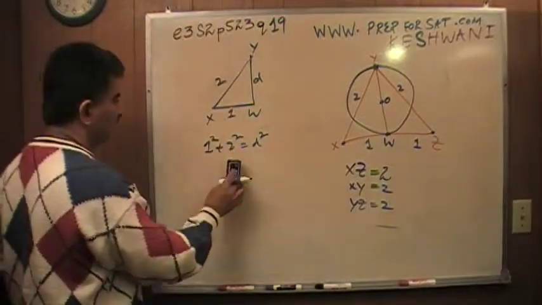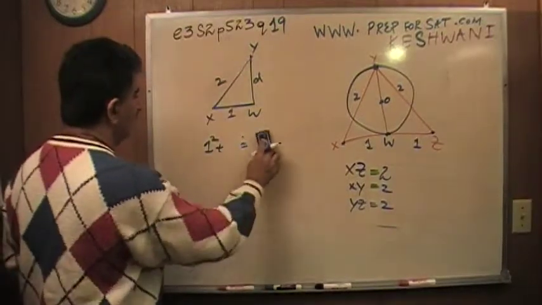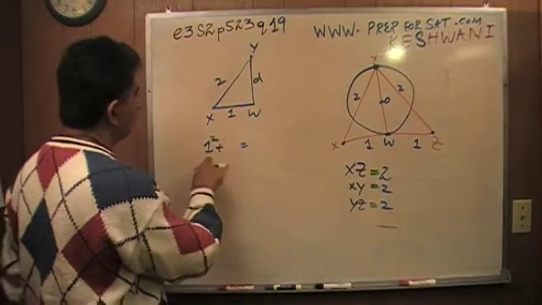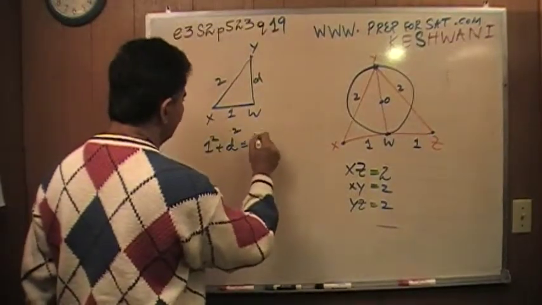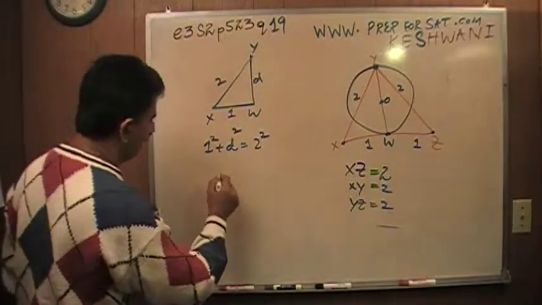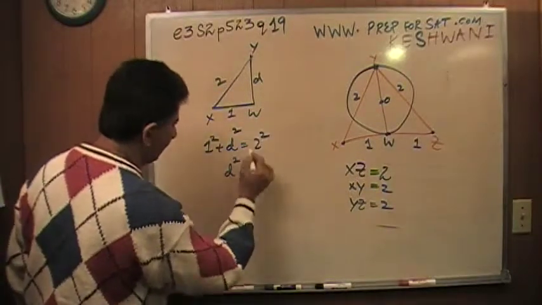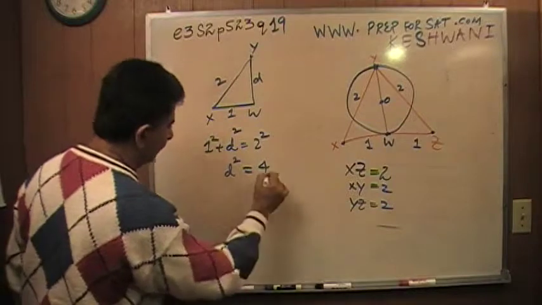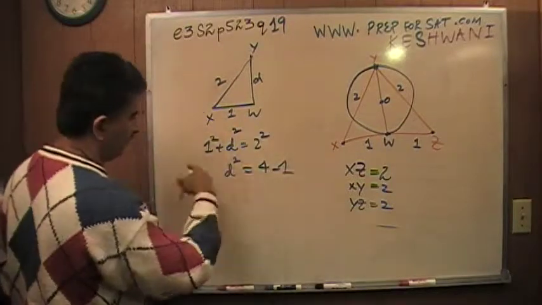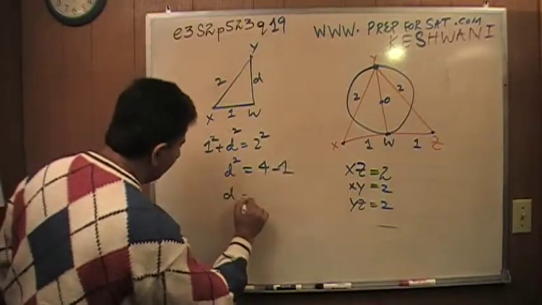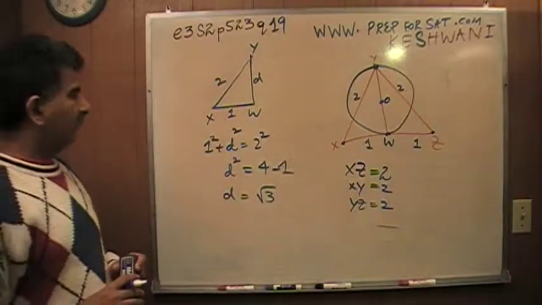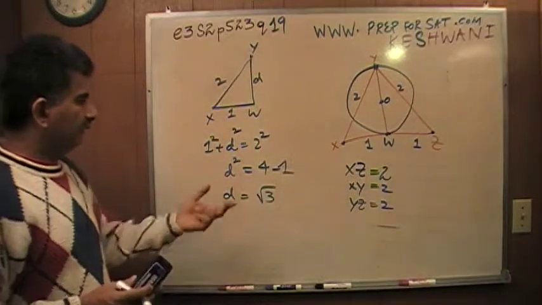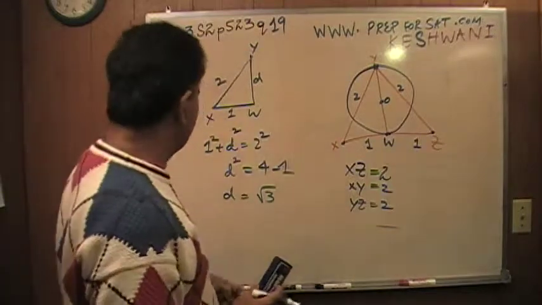This is my hypotenuse. 1 squared, which is this part, plus d squared equals 2 squared, which is the hypotenuse. Let's solve for d. So d squared must equal 2 squared, which is 4, minus 1. If you subtract 1 from both sides, that's where you get it. So it seems like the diameter is root 3. That's it. The rest is very simple. Now the diameter is root 3.